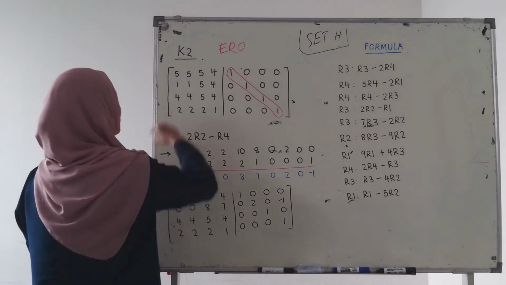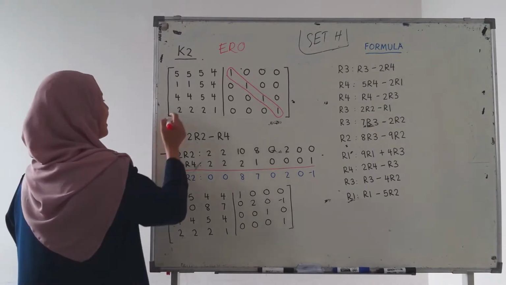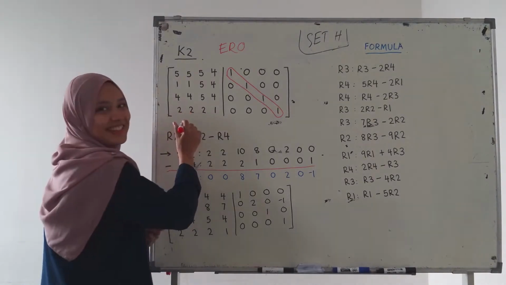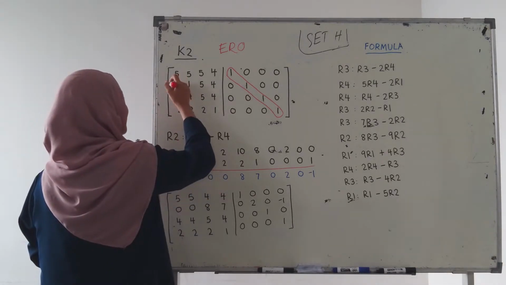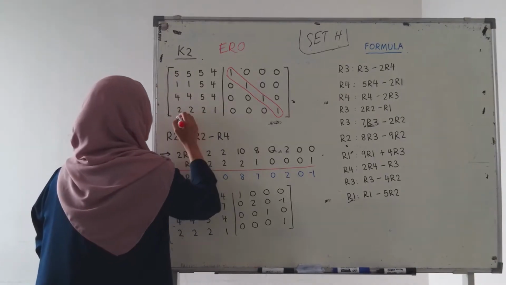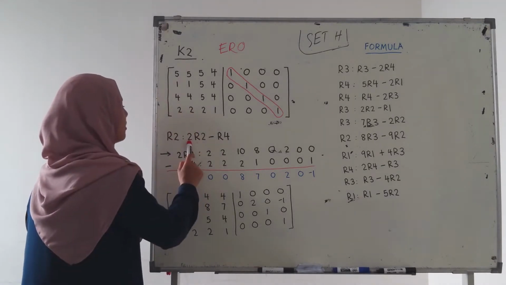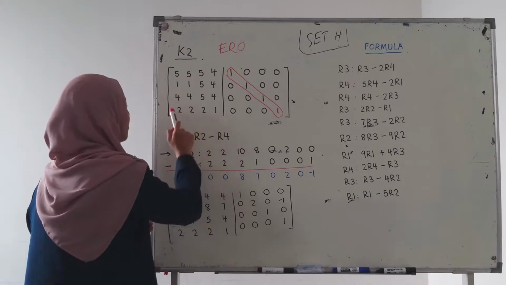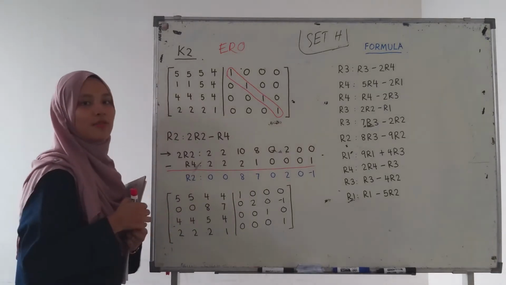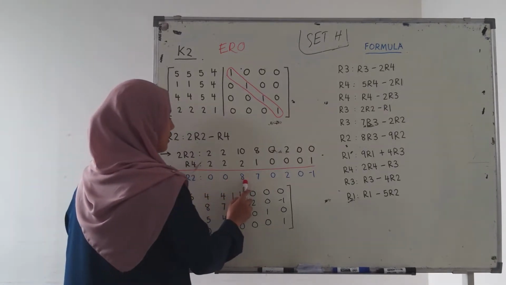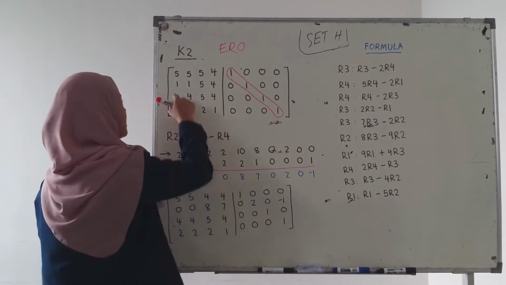So after we multiply this by 2, we decide to subtract this row 2 with this row 4. So this is the formula: row 2 multiplied by 2, and then minus row 4. So this is the result from the formula. We got 0, 0, 8, 7, 0, 2, 0. Okay, so now we managed to change this one into 0.